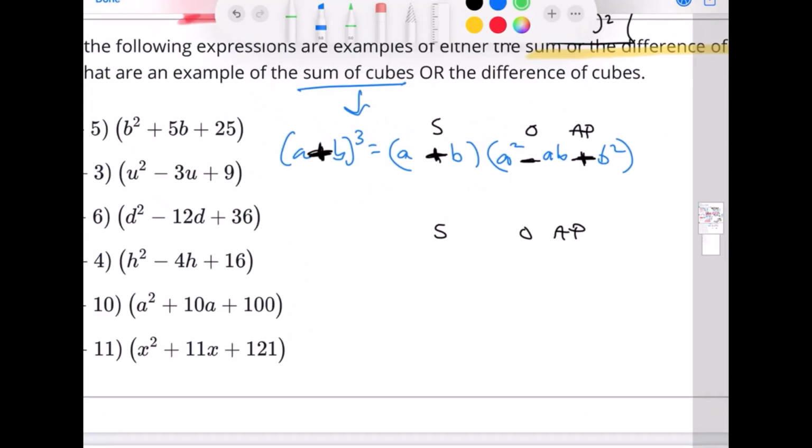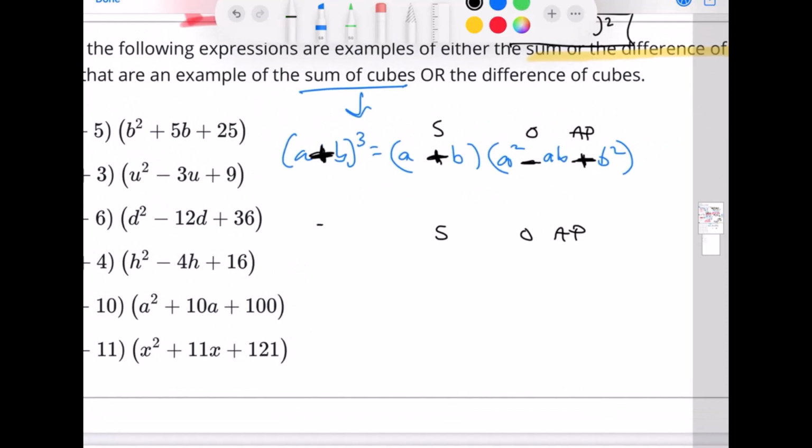Let's do that for this one over here. Now we're gonna have a minus sign. So a minus b cubed equals, what's the same? A, same is minus. Opposite of minus is a plus, and then plus. Okay, so it's just a formula you have to memorize. But SOAP's actually gonna be in here.